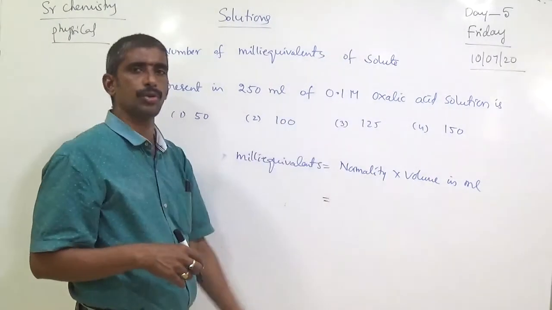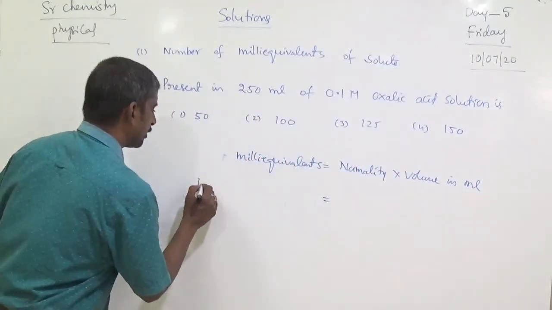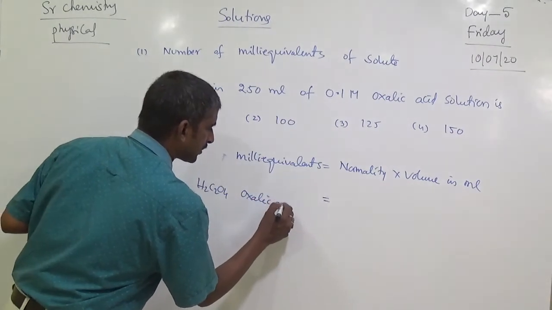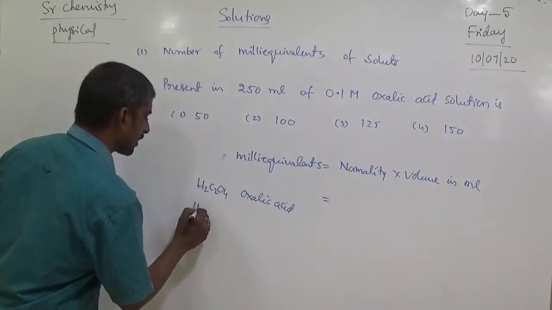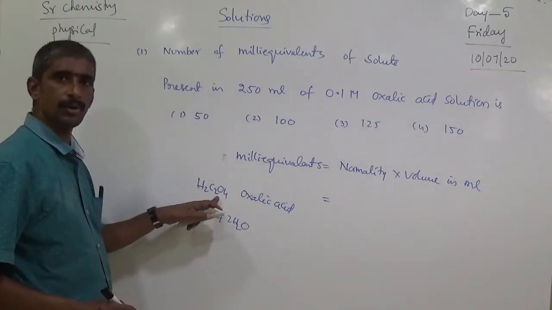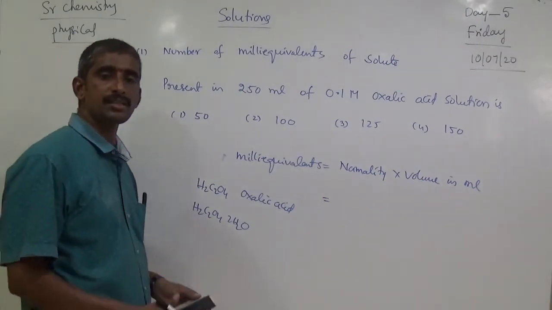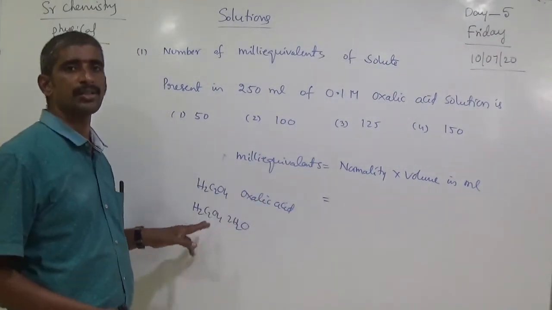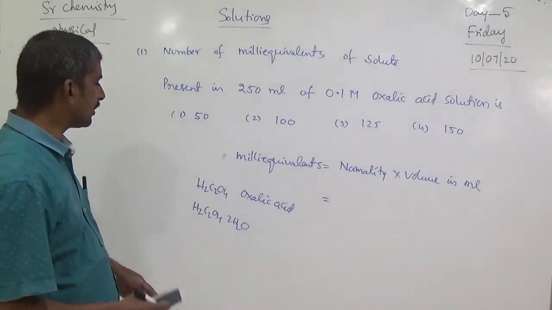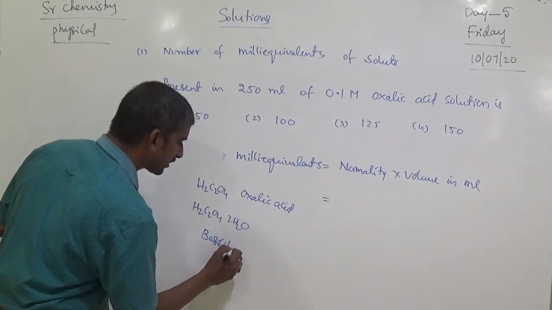Here we have oxalic acid solution. The oxalic acid formula is H2C2O4. Actually there is also oxalic acid dihydrate, H2C2O4·2H2O, the dihydrate compound, and the anhydrous compound. Oxalic acid has basicity 2 because it contains 2 H plus ions, 2 hydrogen atoms that are easily replaced. So oxalic acid has basicity 2.